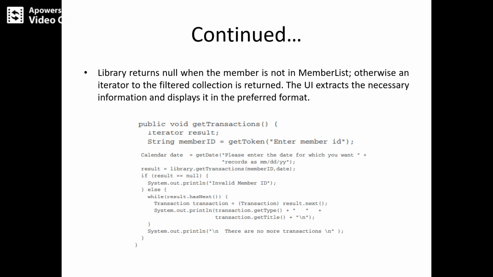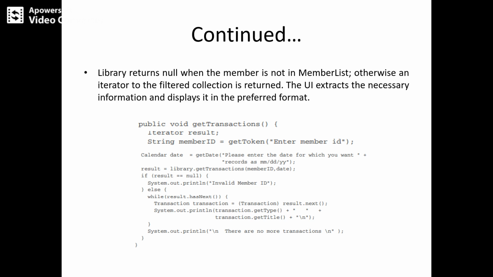Now we need to check with the calendar date. Whenever they enter the member ID, we know that the date is important here, because the transaction details all depend on the particular date. Calendar date equals getDate. The getDate method fetches the date from the system libraries. Here it prompts: please enter the date for which you want the transactions, in the format month, dd and yyyy. That is month, date and year, our preferred format. For example, month means January, 01, so the January date will be taken.